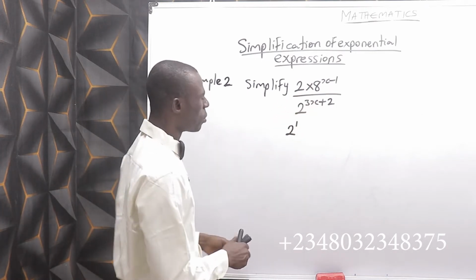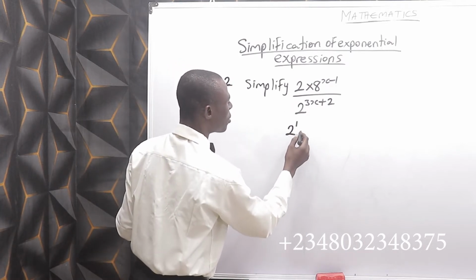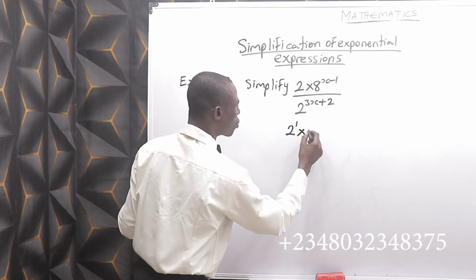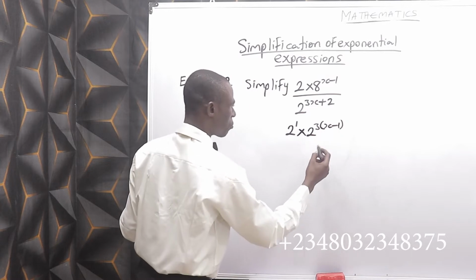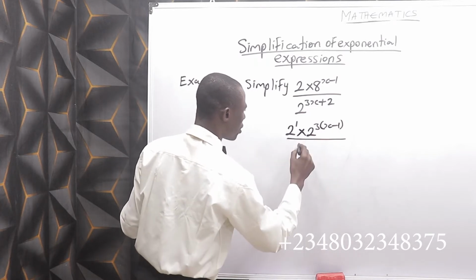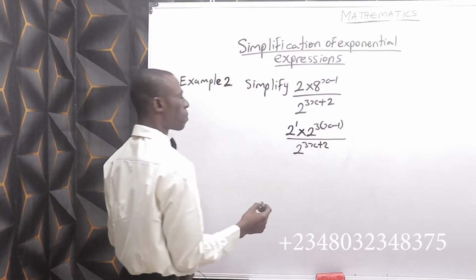Not at all. So you express 2 as 2 raised to the power 1, times the 8 also as 2 raised to the power 3 into x minus 1, divided by 2 raised to the power 3x plus 2.